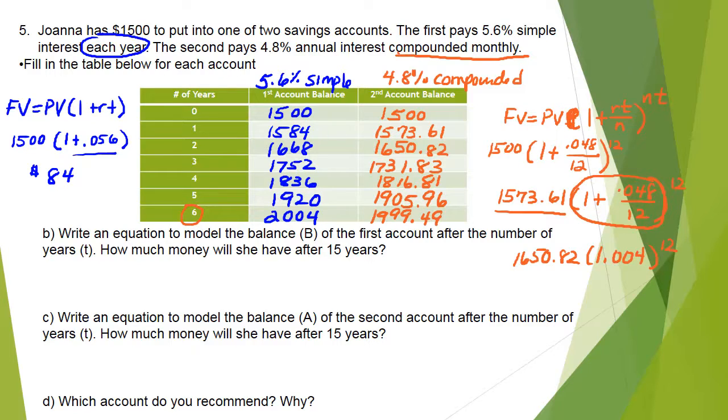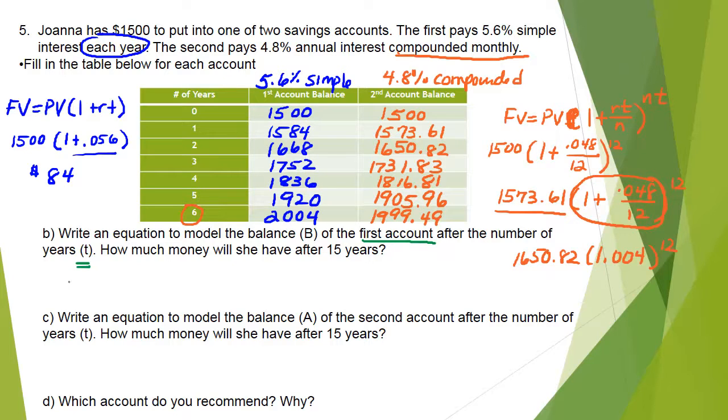So for the first question here, it says to write an equation for the balance B of the first account, that's my simple interest account, and after the number of T years, so they're telling me what variables to use, and how much money will I have after 15 years.